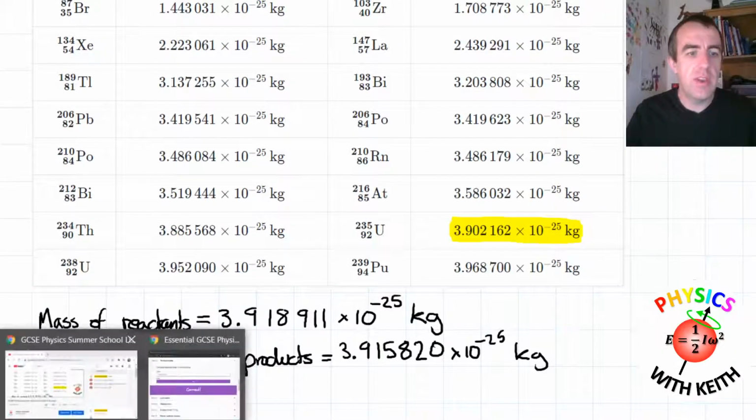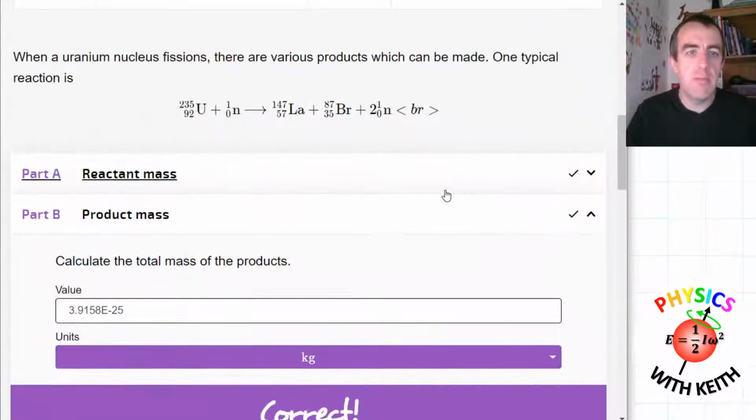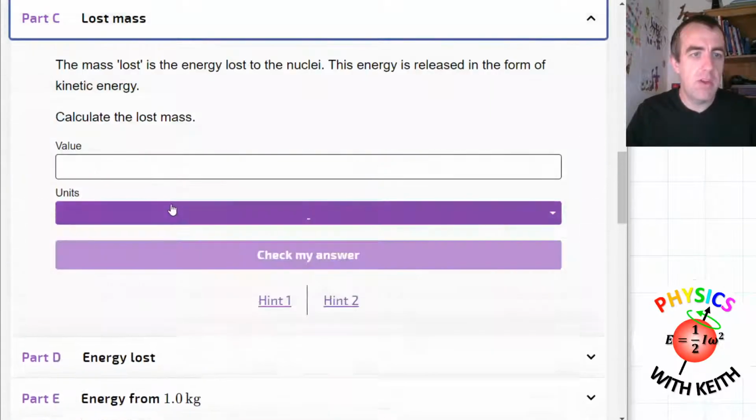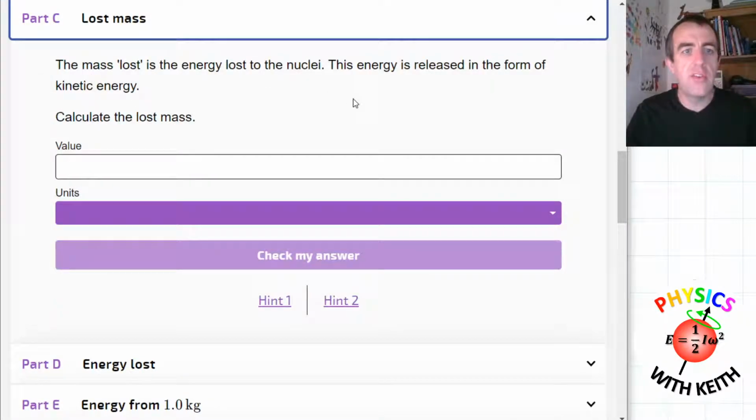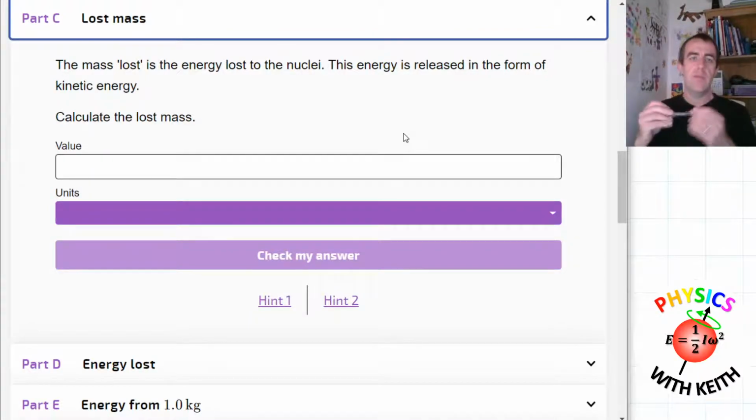So we're going to predict what the next question is. It's probably going to work out the difference in mass. It says lost mass, the mass lost. So this is sort of a mass that disappears in this reaction.